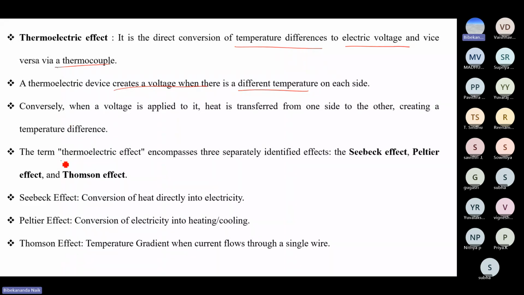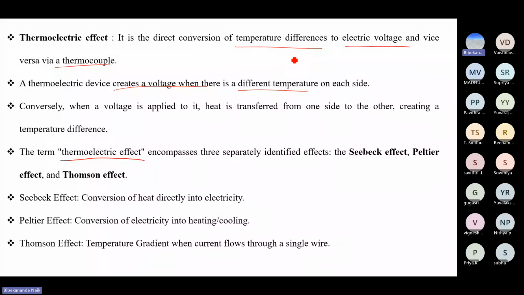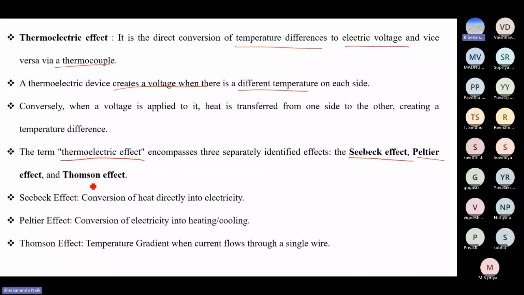And the thermoelectric effect, which is the conversion of electrical voltage to heat energy, or temperature difference giving rise to electric voltage, can be defined in terms of three effects. One is Seebeck effect, another is Peltier effect, another is Thomson effect. So what is Seebeck effect? Seebeck effect is conversion of heat directly into electricity, and the exact reverse is called the Peltier effect, which is conversion of electricity into heating or cooling.